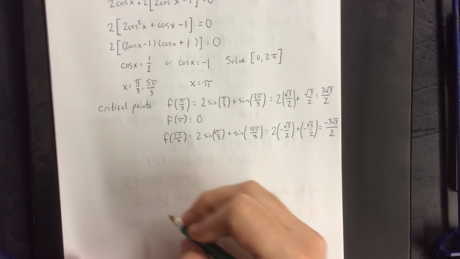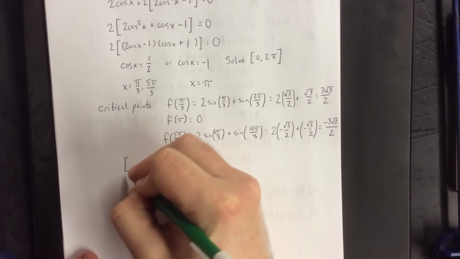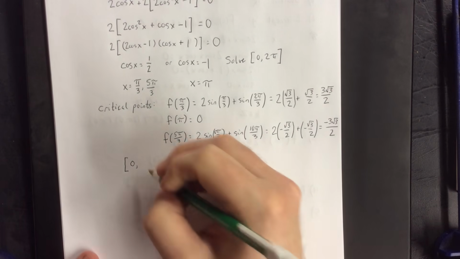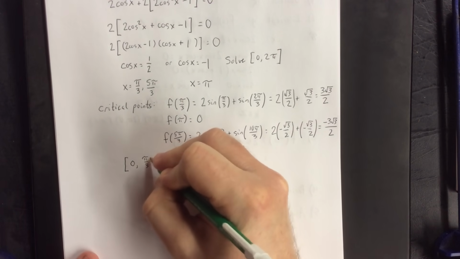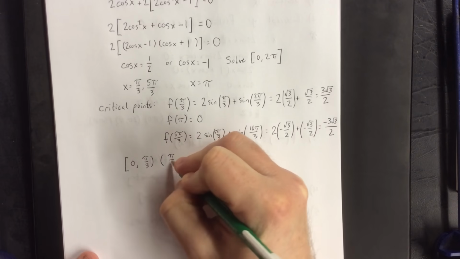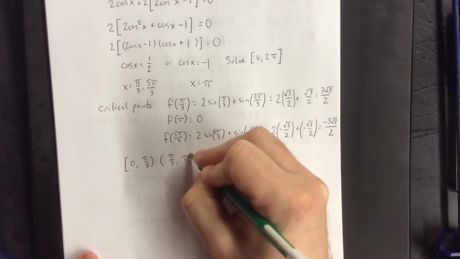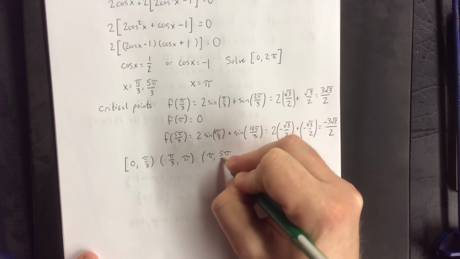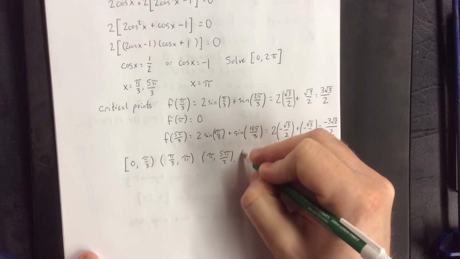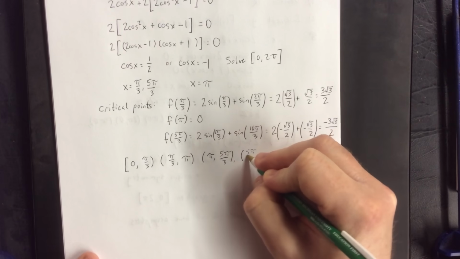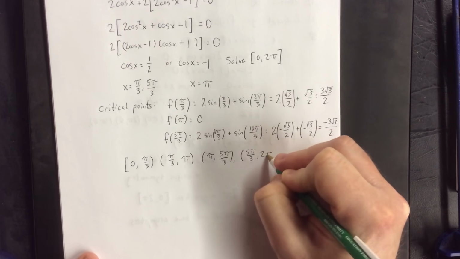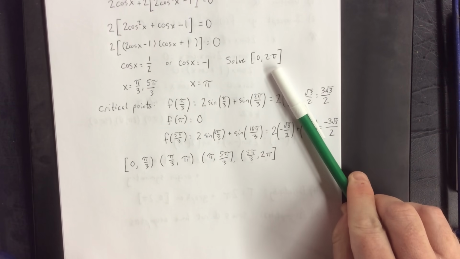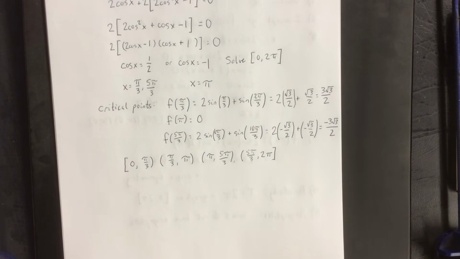Additionally, we also need to test the intervals. So the intervals that we'll be using for testing will be 0 to pi over 3, pi over 3 to pi, pi to 5 pi over 3, and finally 5 pi over 3 to 2 pi. Again, we only need to figure out what this thing looks like on the interval from 0 to 2 pi, so we should be okay after that.